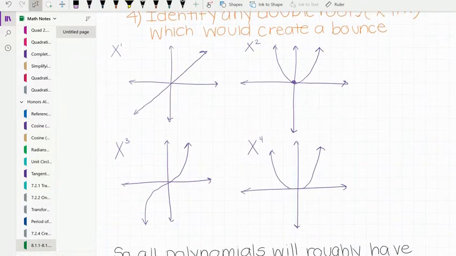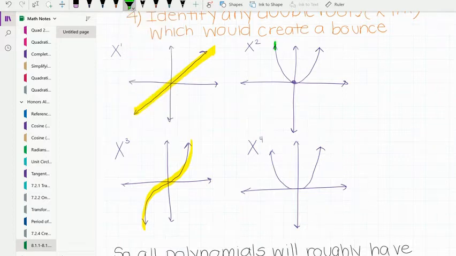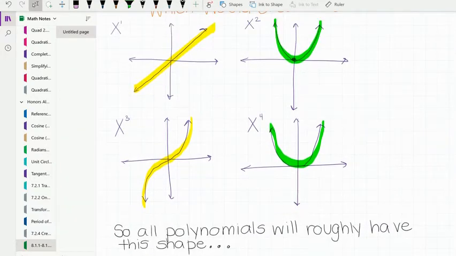We should be noticing a pattern that with odd degrees, the graph starts and ends in different directions. If we look at x to the first, it starts down and ends up. X cubed starts down, ends up. Now if we look at any even degree, it starts up, ends up. X to the 4th starts up, ends up. That's very important to know when we are sketching these polynomials.